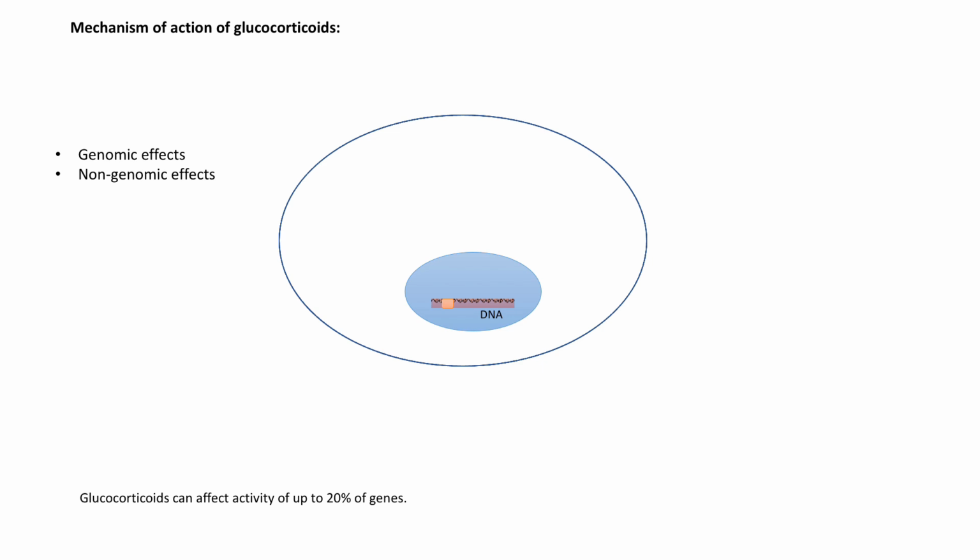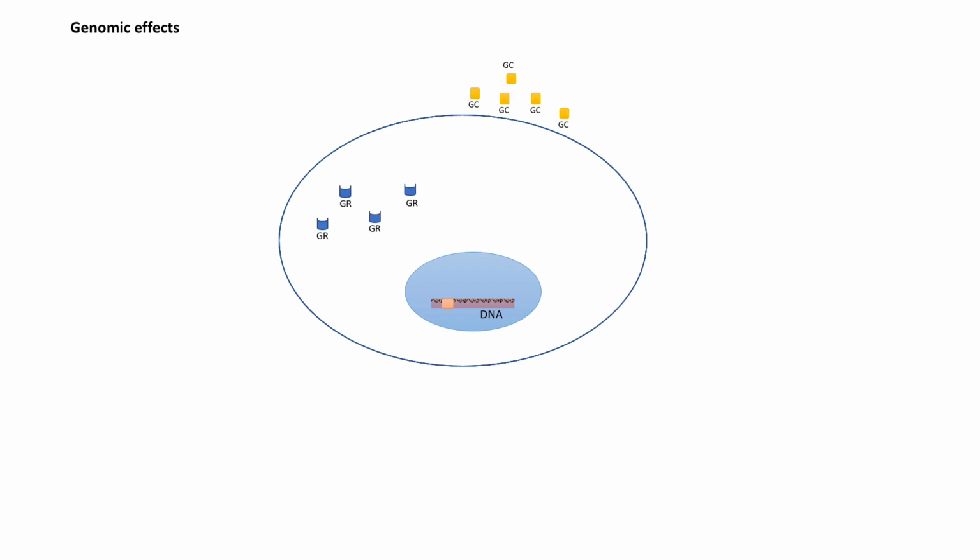Now let's discuss mechanism of action of glucocorticoids. Glucocorticoids have their effects by two mechanisms. One is genomic effects, that is due to effects of glucocorticoids on transcription of different genes, and second is non-genomic effects that do not involve transcription of genes. Most effects of glucocorticoids are due to their genomic effects. First, let's discuss genomic effects.